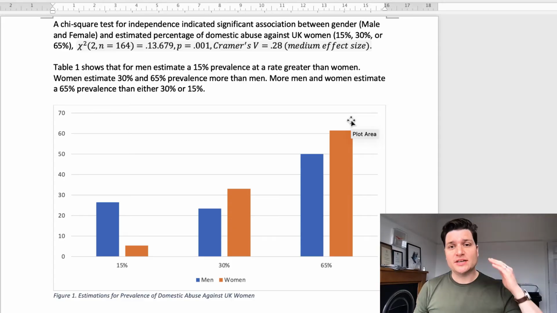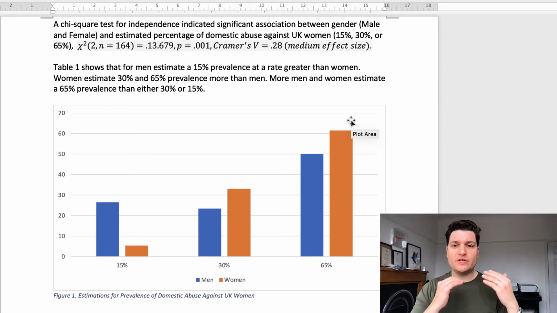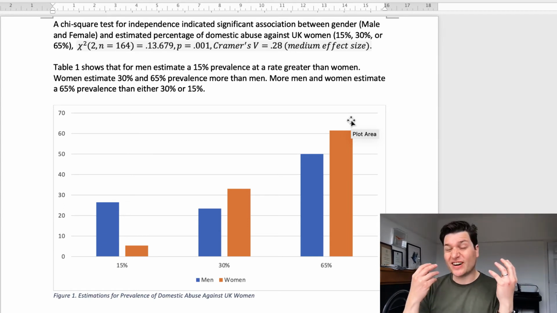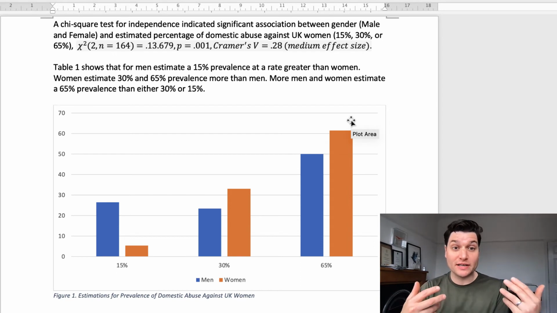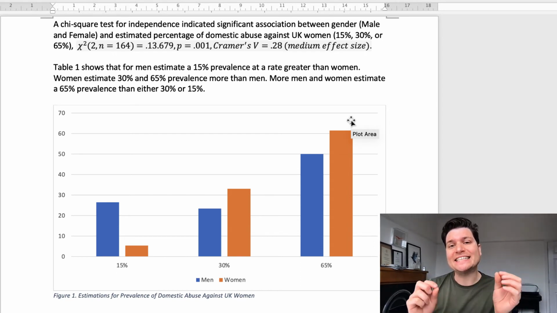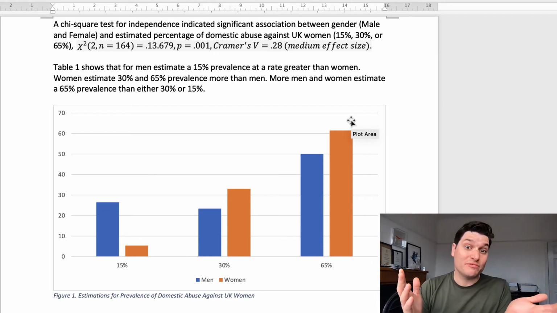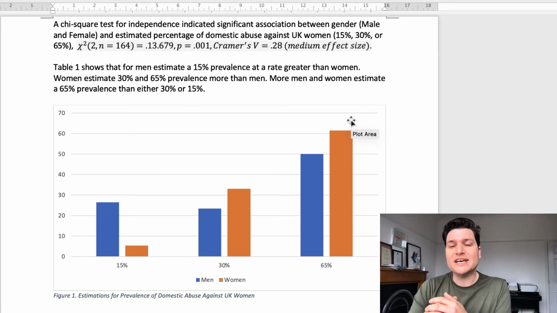The last thing we need to do is write up our results. So here I've written up pretty much what we just saw. The first paragraph is the very standard, very dry way of writing up chi-square. So a chi-square test for independence indicated significant association between gender, male and female, and estimated prevalence or percentage of domestic abuse against UK women, 15%, 30%, or 65%.